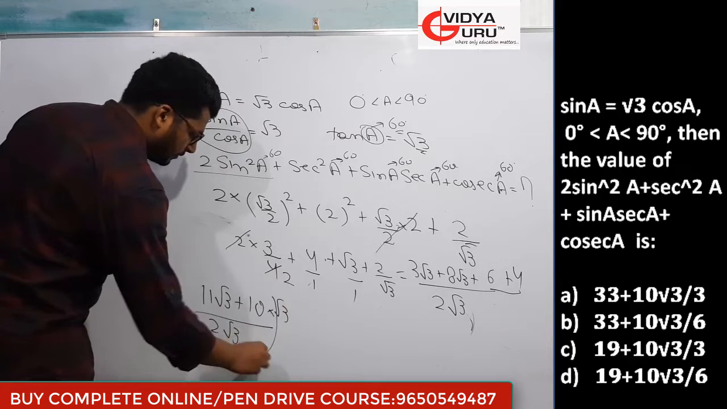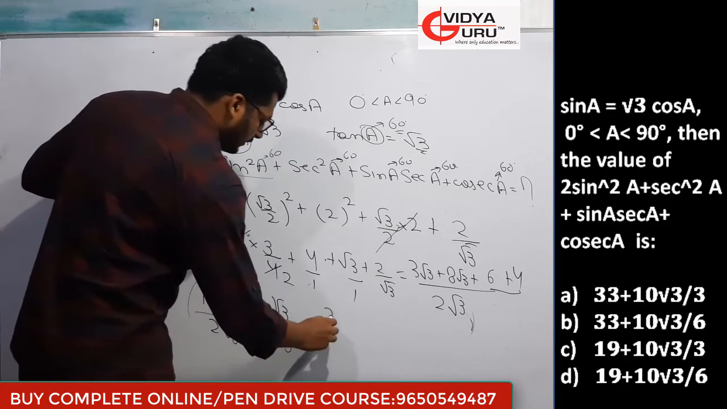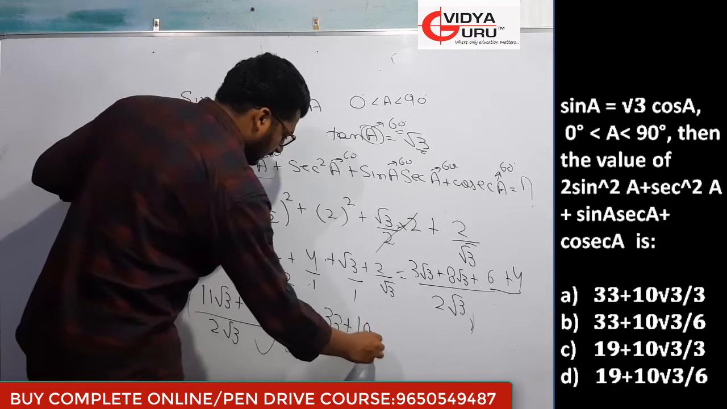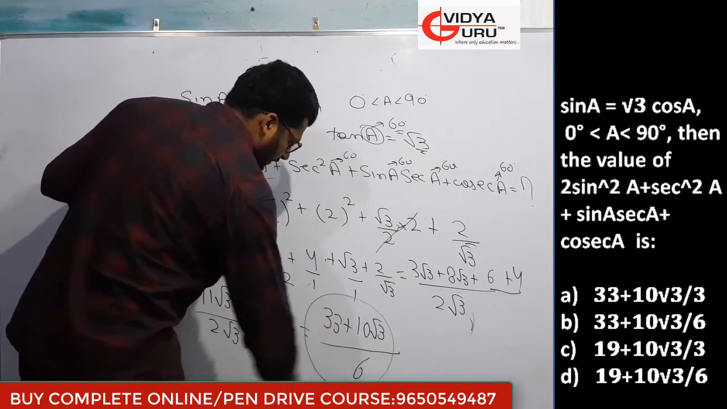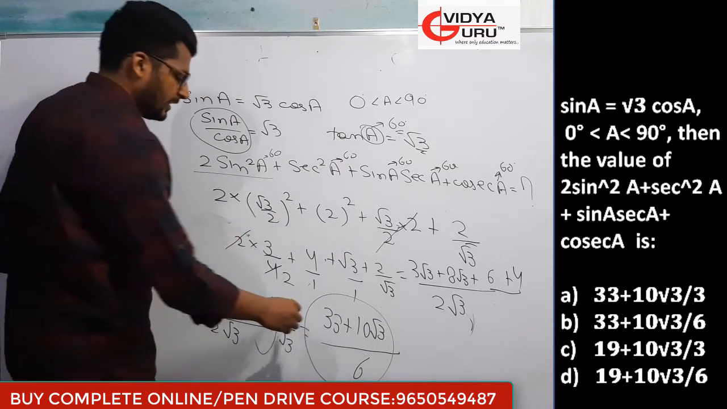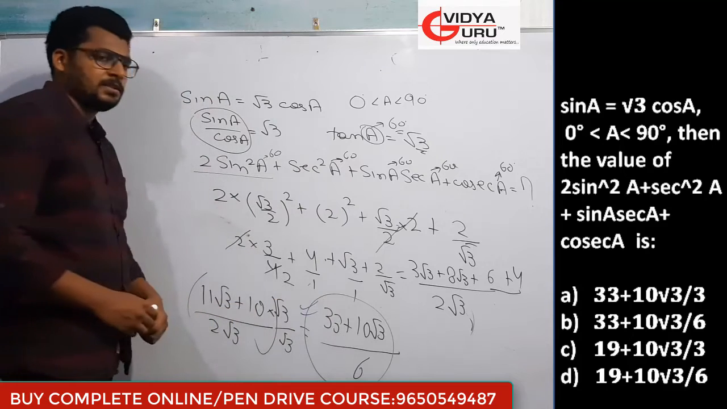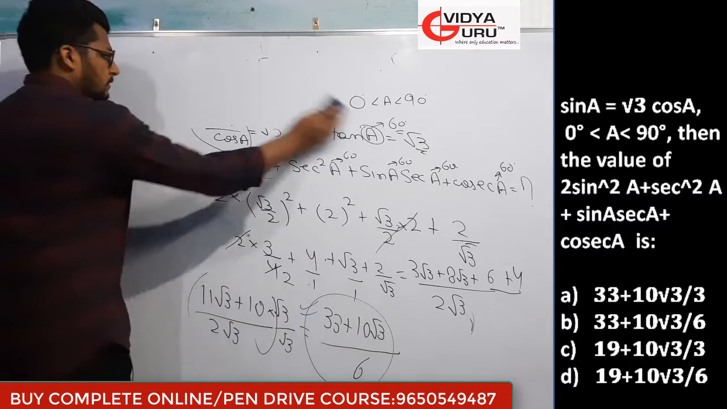Multiplying by root 3 in numerator and by root 3 in denominator, what will it become? 33 plus tan root 3 by 2 threes are 6. 33 plus tan root 3 by 6 is the answer. That means option number A is the correct answer of this question. So moving on to our next question.